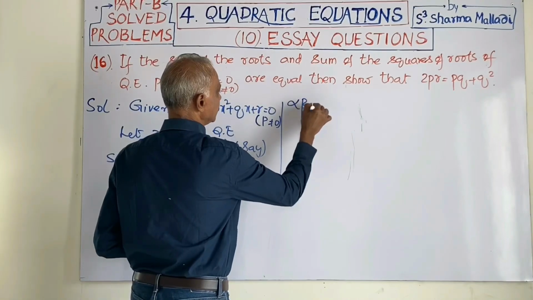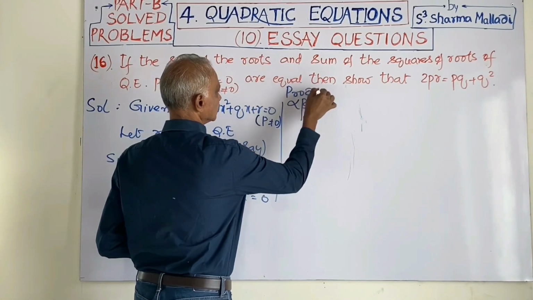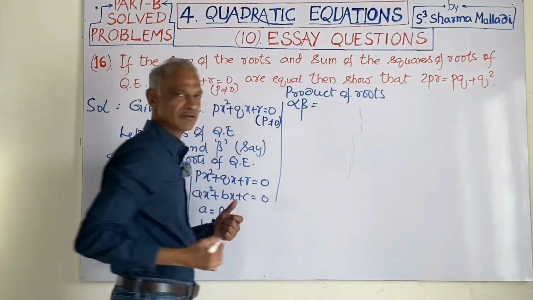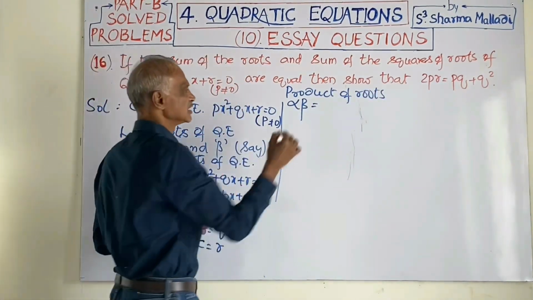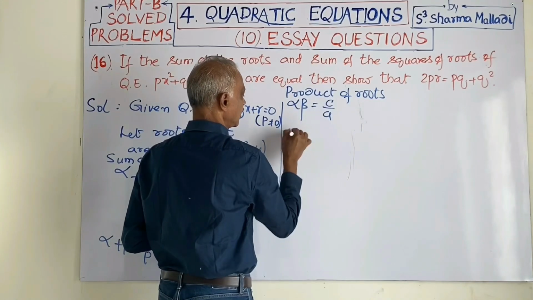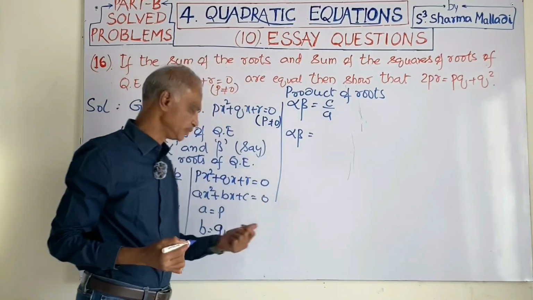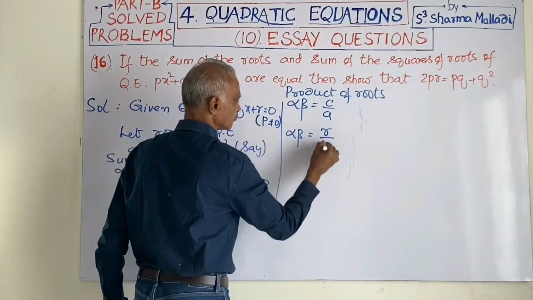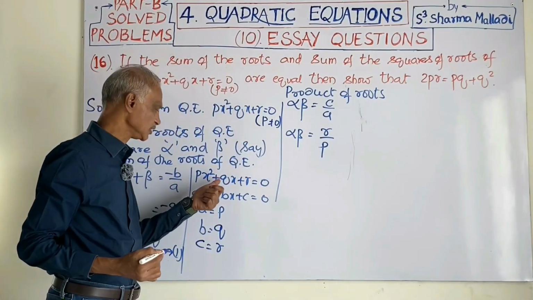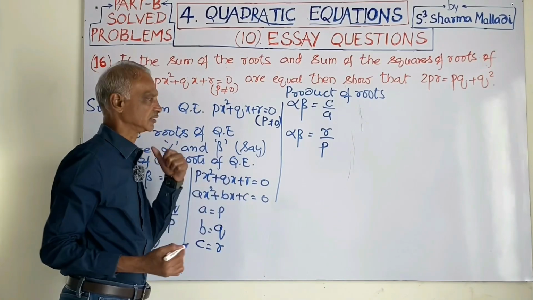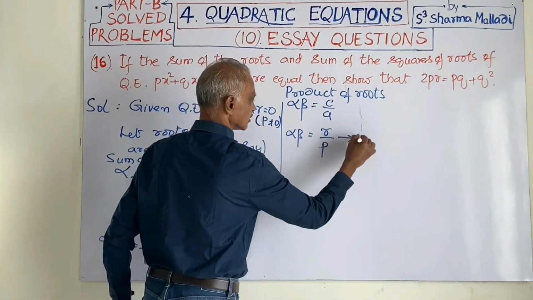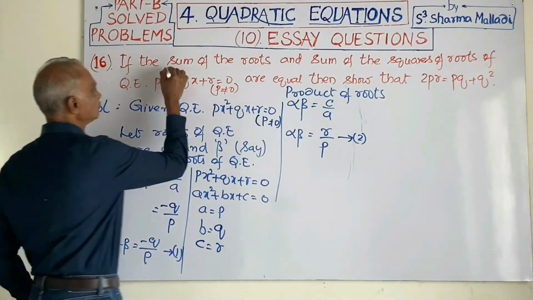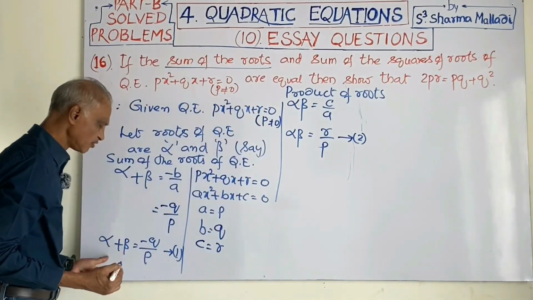Now you have to find product of roots, alpha into beta. What is the formula we have? Product of roots alpha into beta is c by a. What is c here? r, by what is a? p. See, a is p, b is q, c is r. This is equation number 2.